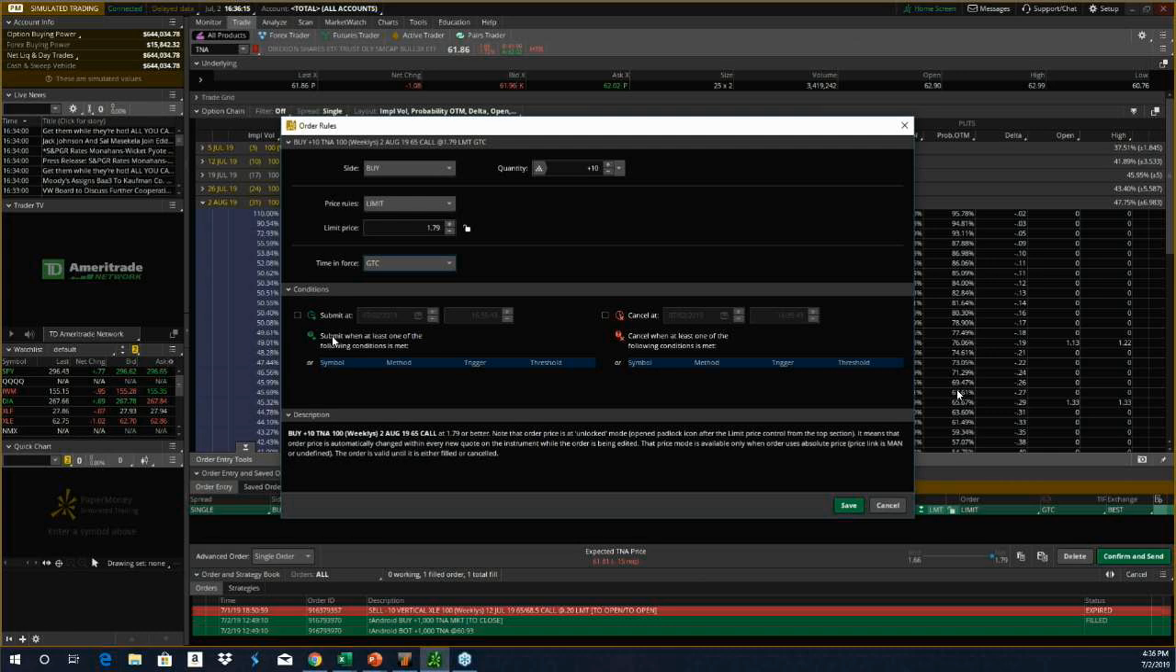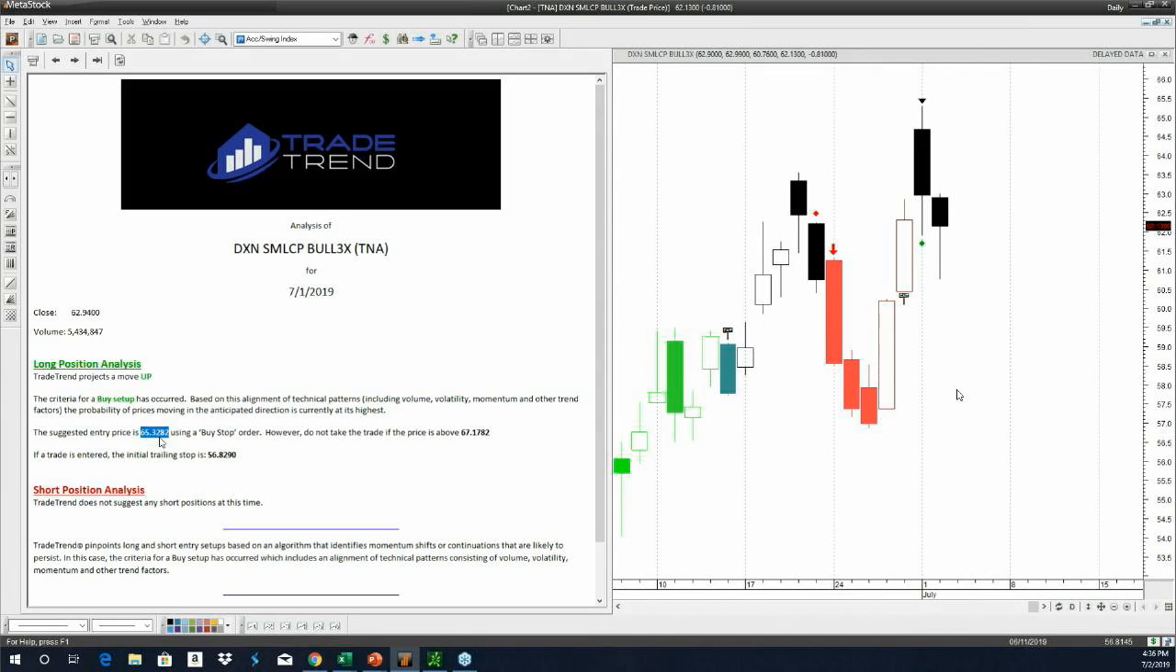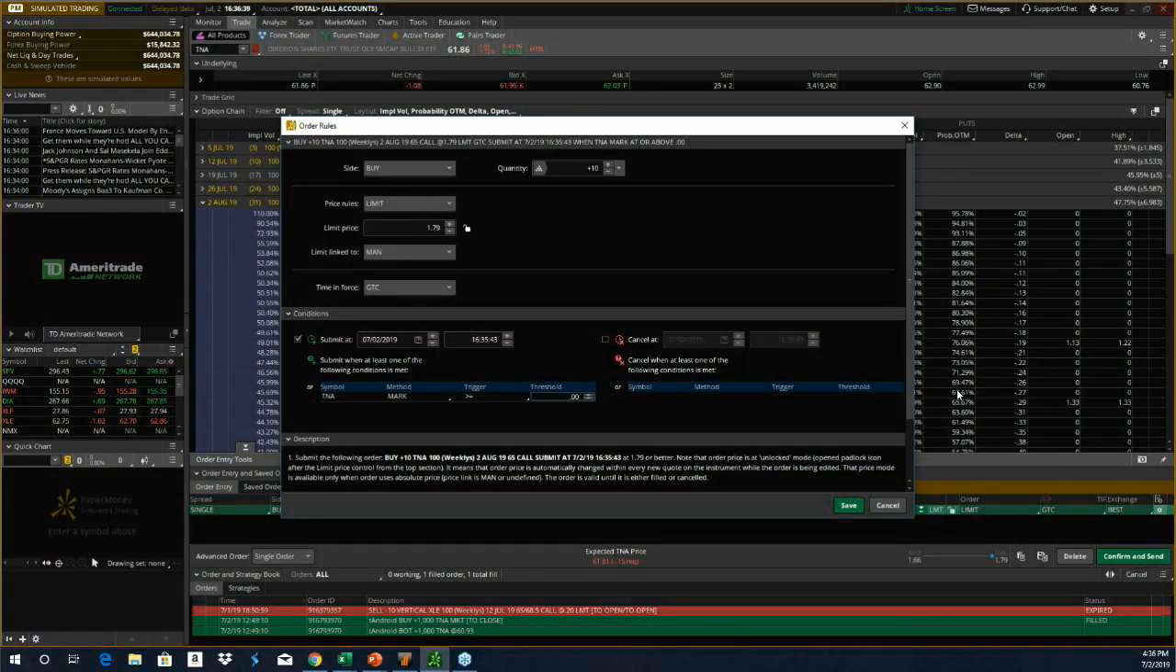So the next step is to enter a conditional order. So we only want to get into this trade if the mark price is greater than or equal to what TradeTrend on Metastock tells us is the suggested entry price. So 65.32 is our suggested entry. And a lot of times I'll just round that up to a more even number. We'll put it in at 65.35.